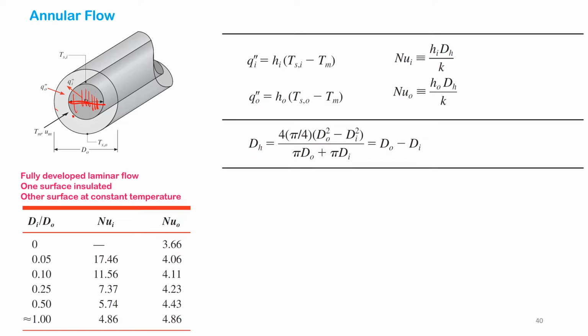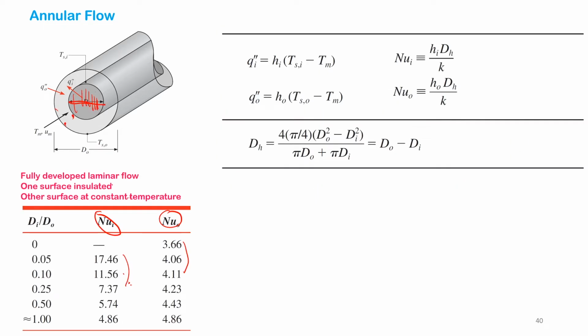you have two Nusselt numbers. One is inside, one is outside. So inner side and outer side. So the Nusselt number for inner side and Nusselt number for outer side. These are tabulated. So in here we assume one surface is insulated, the other surface is at constant temperature. So that means the Nusselt number is tabulated, and you can read it directly from here.